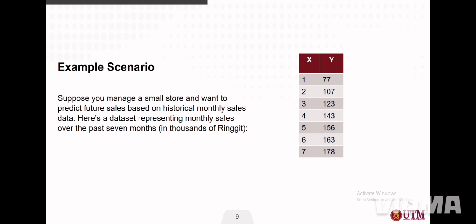Let's take an example to illustrate the least squares method. Here is a small store that wants to predict future sales. In the table that you see, there are X and Y columns. X refers to the month number, and Y refers to monthly sales.